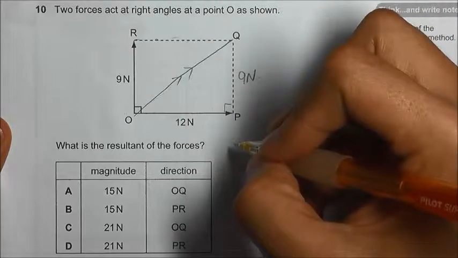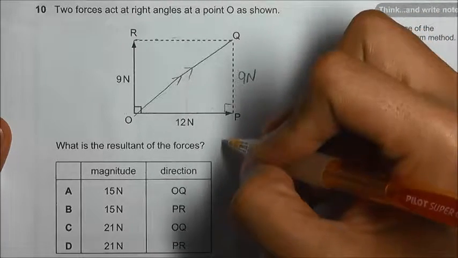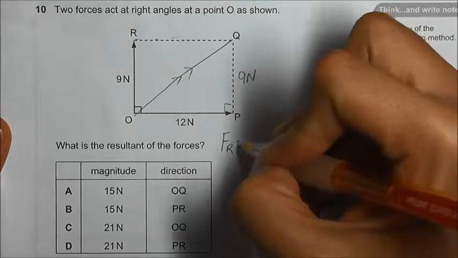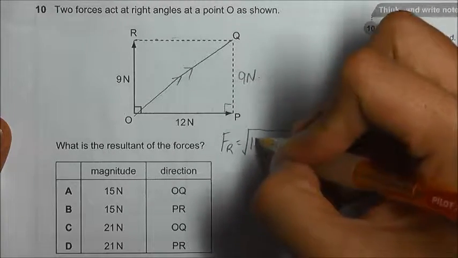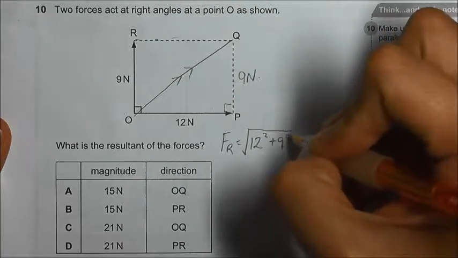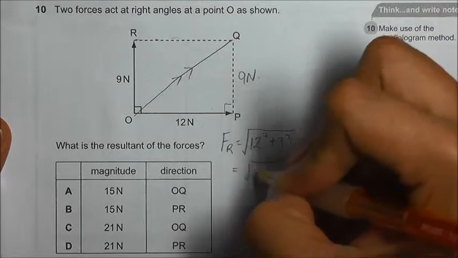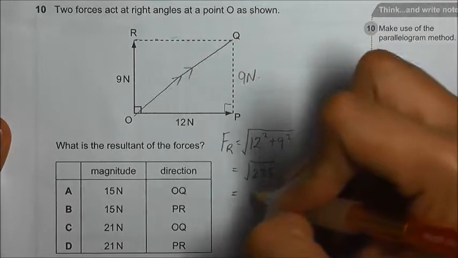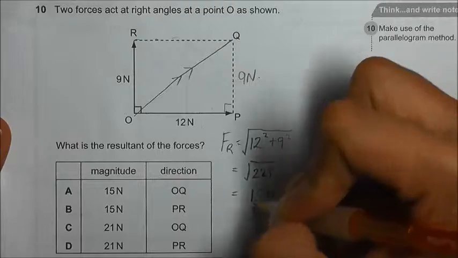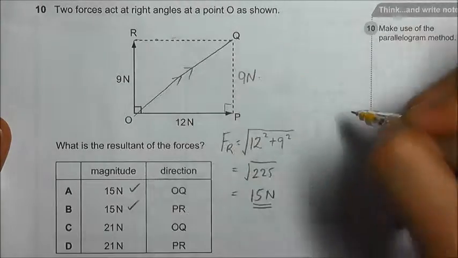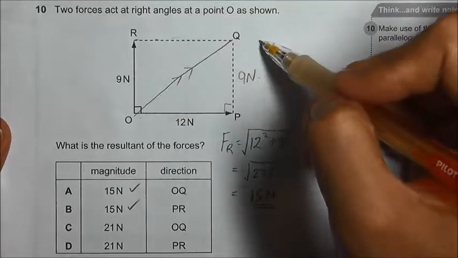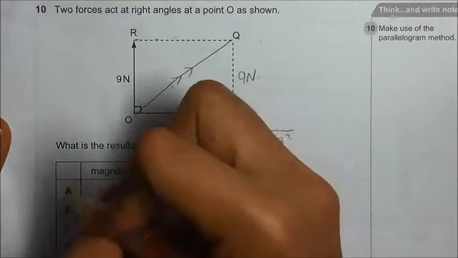Okay, so we can use the Pythagoras Theorem. The resultant force should be the square root of 12 squared plus 9 squared. This will be the square root of 225. It will be 15 Newton. And the direction should be from O to Q. Answer A.